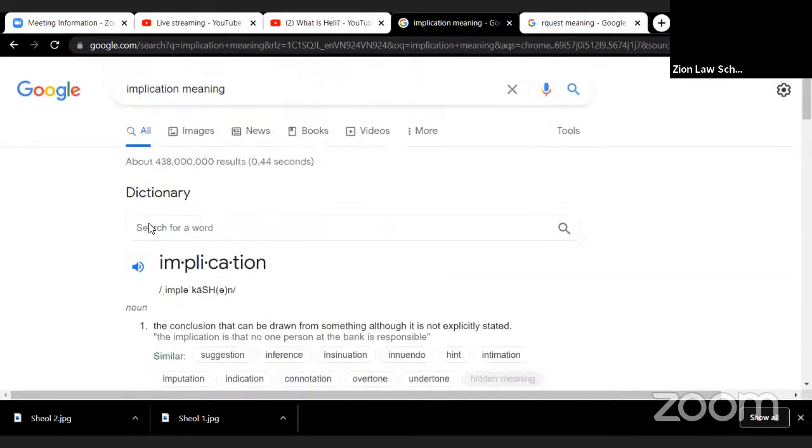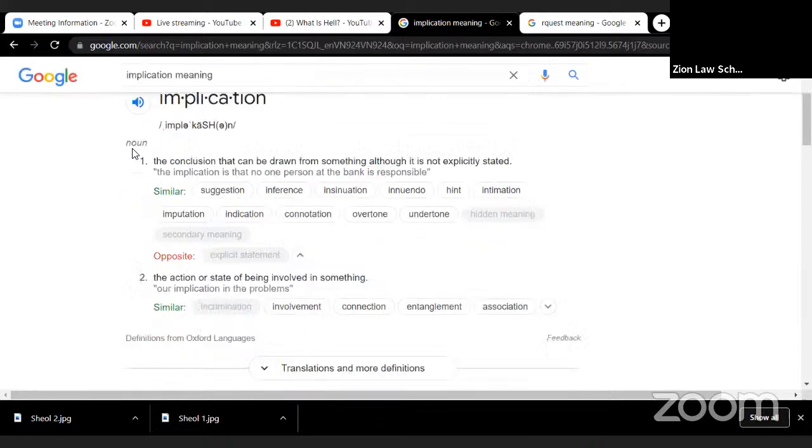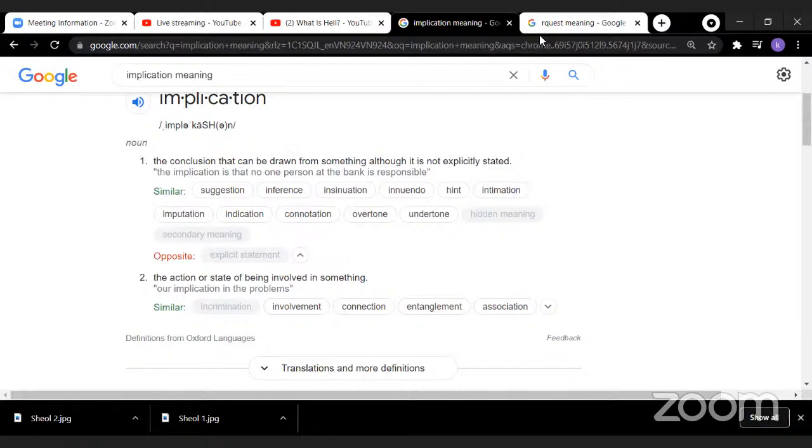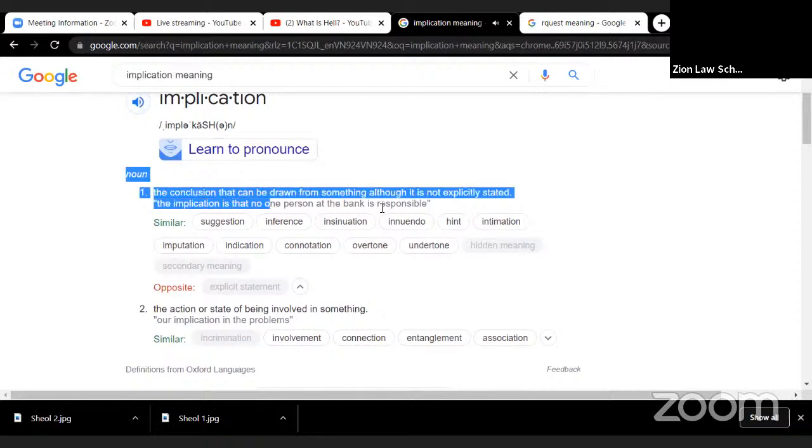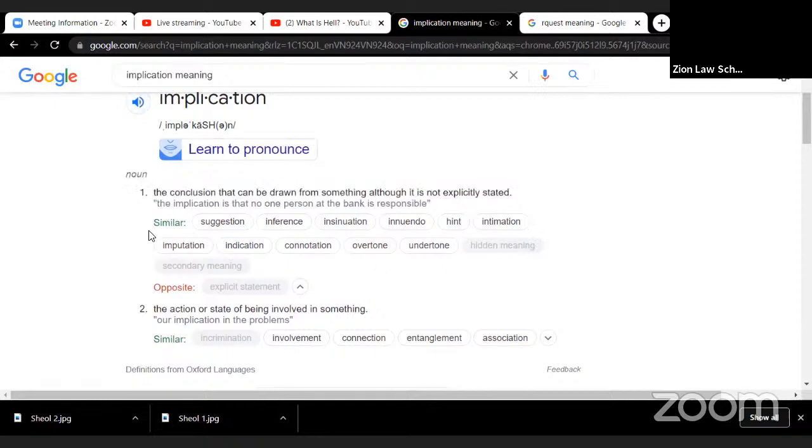So the meaning of implication, do you want to go through this one, Jediah? Just go through, present the meaning. Okay, so implication is a noun. The first meaning is the conclusion that can be drawn from something, although it is not explicitly stated. Okay, so the conclusion. So now let's look this one up.